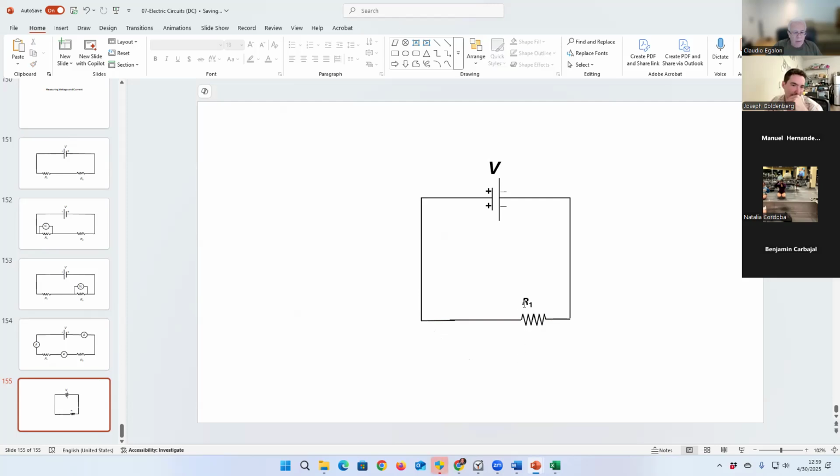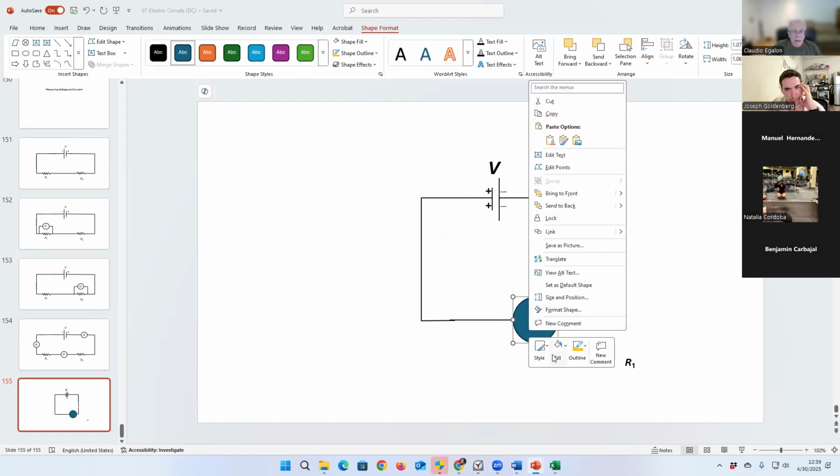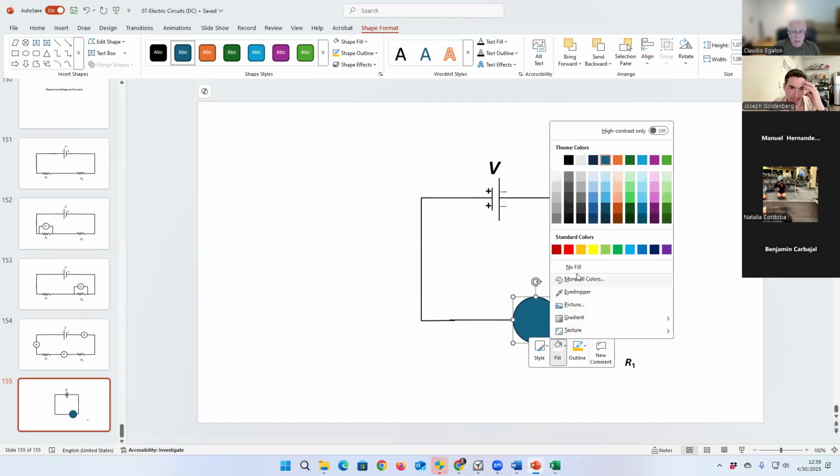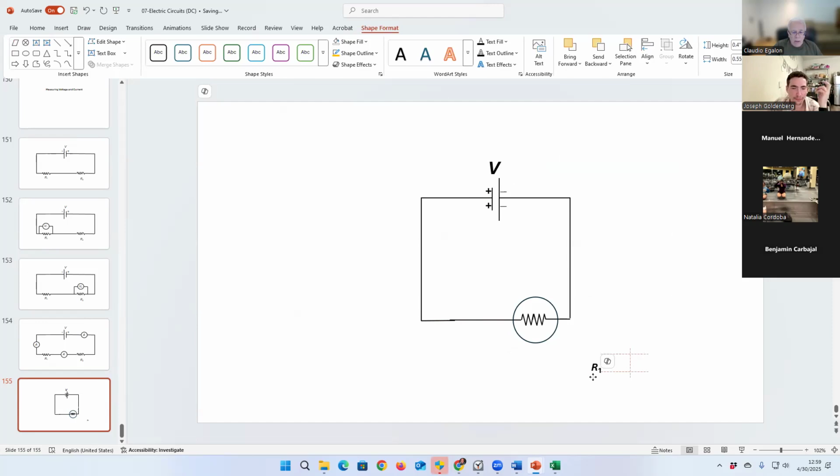And so let's say this guy here is a light bulb. In order to represent a light bulb, we represent it by a circle. Anything that has a source is represented in this way. No fill. Make sense? Yes.